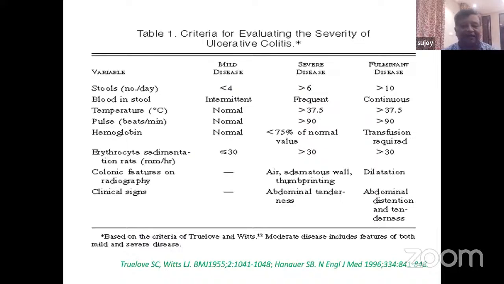Everybody who is dealing with surgery for inflammatory bowel disease, and ulcerative colitis in particular, is familiar with the Truelove and Witts criteria, which is age old and has been ingrained in our surgical literature as well. We have commonly used it to classify the severity based on the frequency of stools, the blood, the temperature, the general condition, the pulse, hemoglobin, and of course, inflammatory markers.